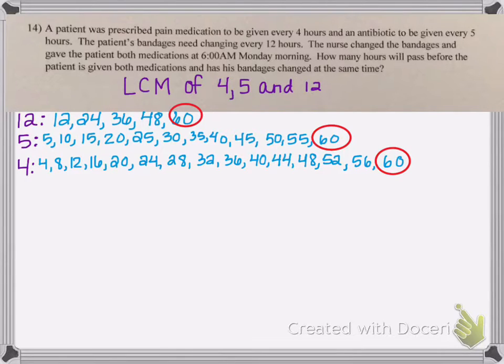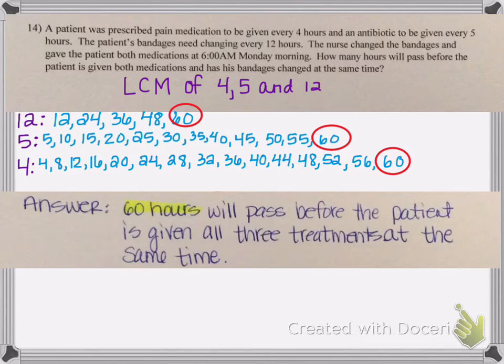So, for instance, if I go back to the list of multiples of 12, what that means is his bandage was changed in 12 hours, it was changed again in 24 hours, again at 36 hours, again at 48 hours, and again at 60 hours. So all these things are happening at all these different hours, but the first hour where they all coincide again at the same time is going to be in 60 hours. So the answer is that 60 hours will pass before the patient is given all three treatments at the same time.